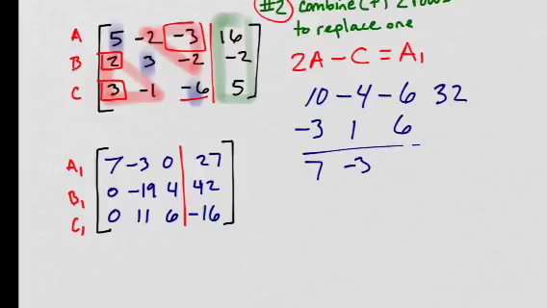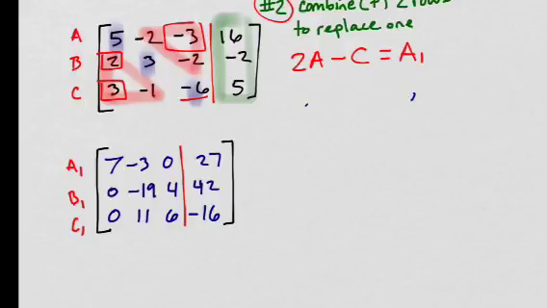Now I have completed all 3 rows. I have a brand new matrix. And notice that my new matrix is a lot closer to my goal than my old one is. My goal is to get these little triangles of zeros here and here. And you can see out of the 6 I wanted to be zeros, I have 3. So that's pretty good.